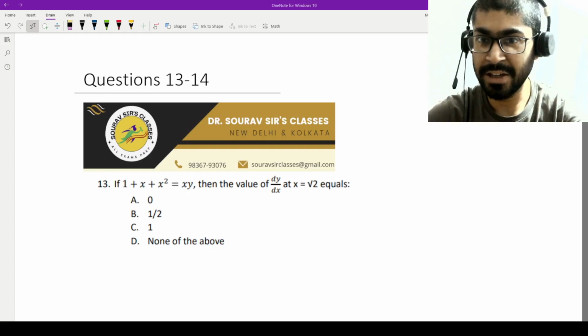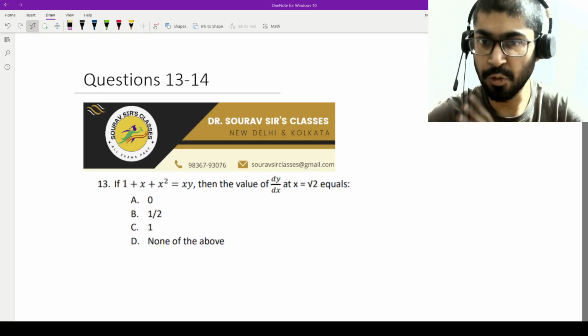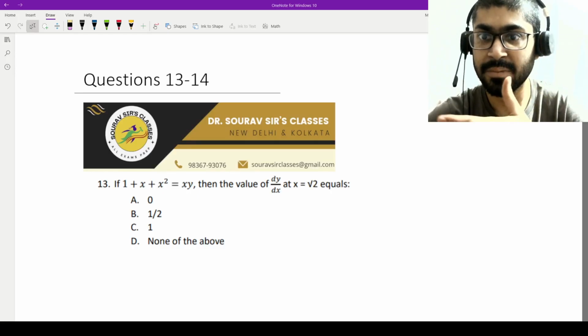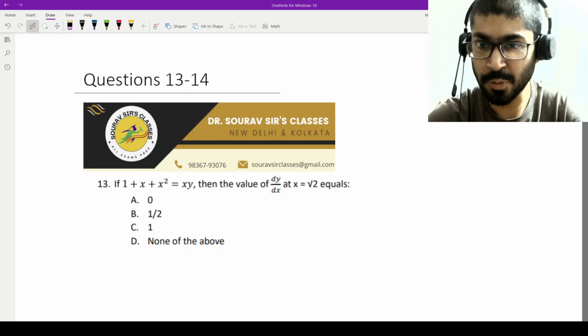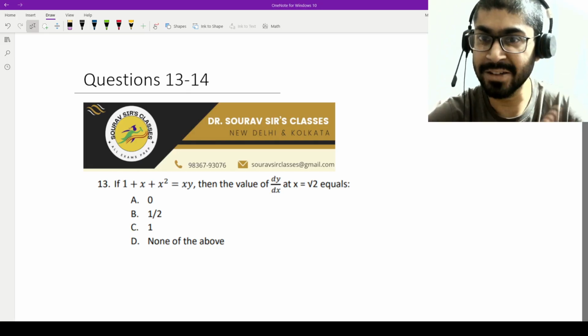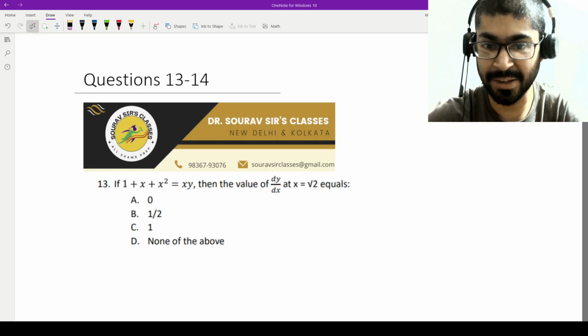to the solutions for the ACET 2024 maths paper. We're at questions 13 to 14. Question 13 is from implicit differentiation and question 14 is from sequences and series. Both of these are 2 marks questions, so pay close attention. If you get these correct, you will be a lot more ahead in the competition.